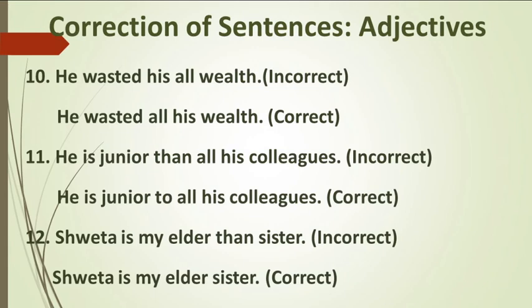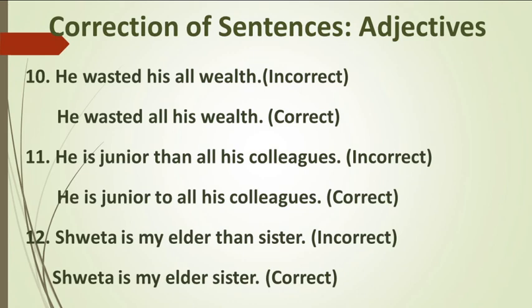Next example: He wasted his all wealth. He wasted all his wealth. The second sentence is the correct one because we use qualifiers like all, both and of before the possessives and not after the possessives. So all his is correct and not his all.